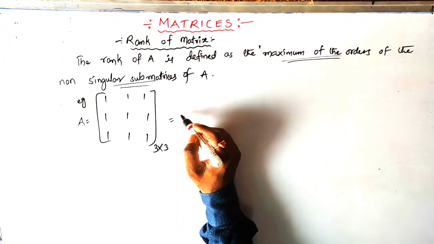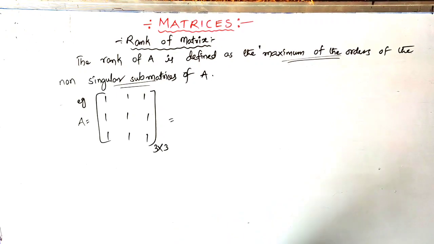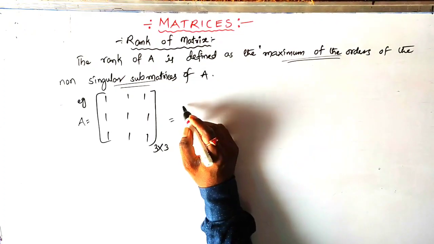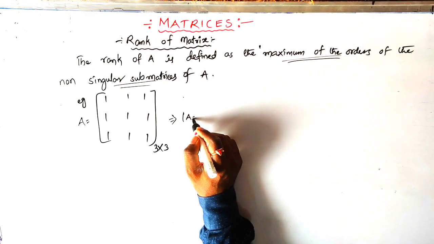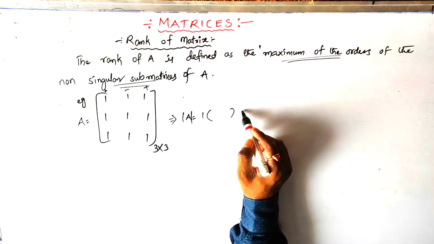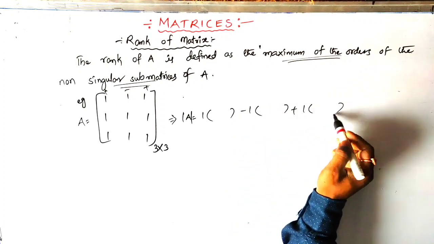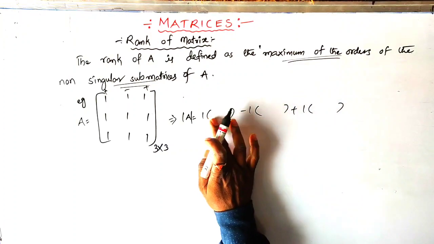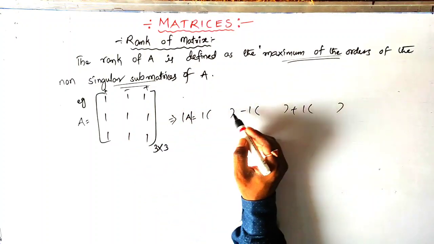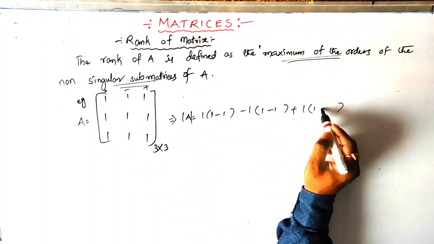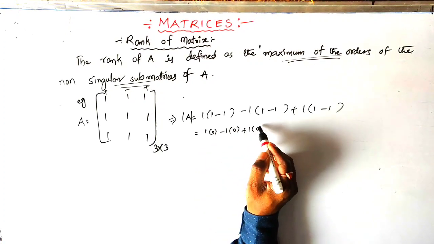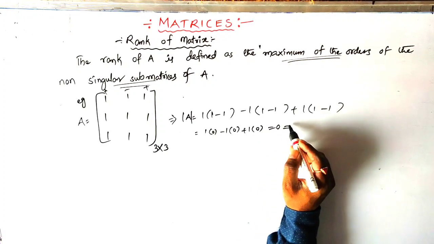So how to find whether it is non-singular or singular? If the determinant is equal to 0, that is a singular matrix. Not equal to 0, that is a non-singular matrix. Clear? So that implies det A is equal to plus minus plus, 1 of, minus 1 of, plus 1 of. Thereafter we fill up the blanks here. So 1 of (1 minus 1), minus 1 of (1 minus 1), plus 1 of (1 minus 1), that is 1 of 0 minus 1 of 0 plus 1 of 0. So that is nothing but 0.